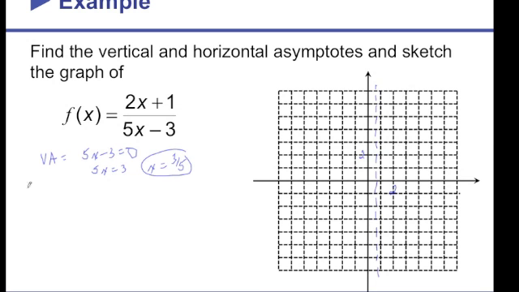Then, for my horizontal asymptote, n and m, the degree of both is the same, so it's really the ratio of the leading coefficients. Y equals 2/5. Just this fraction right here is my horizontal asymptote. So that's going to be approximately here, trying to get it about halfway.